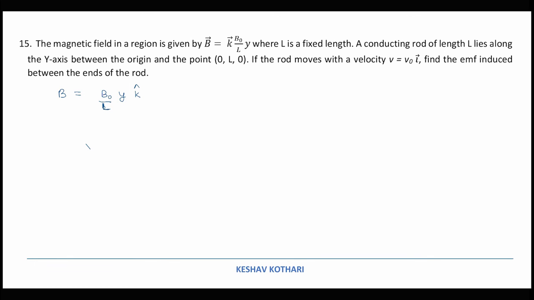If we look at this arrangement, we are considering that this is the z axis, this is x, and this one is the y axis, and the rod is lying on the y axis like this, with one end at the origin and the other at (0, L, 0). The value of velocity is v naught i cap, so it is moving in a linear fashion along the x axis or parallel to the x axis.